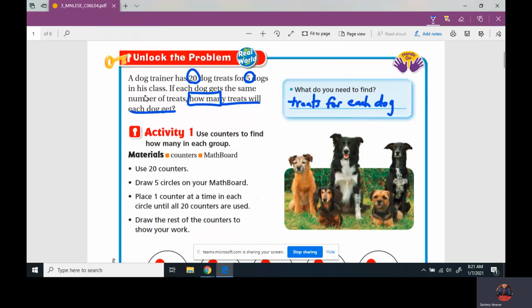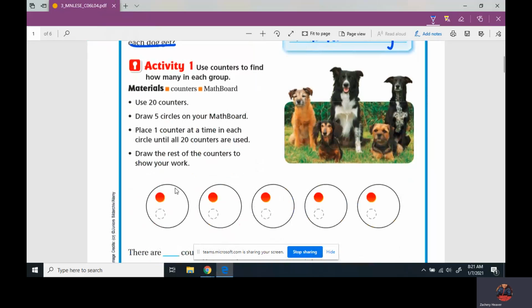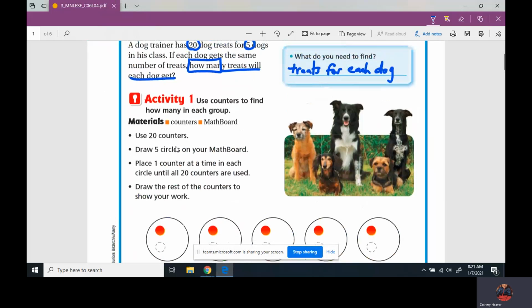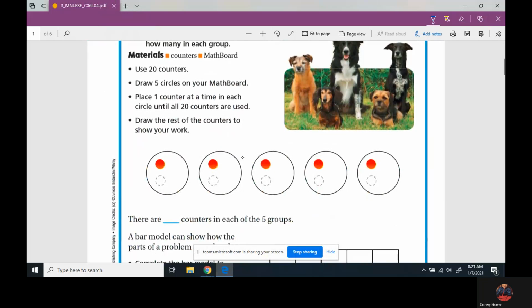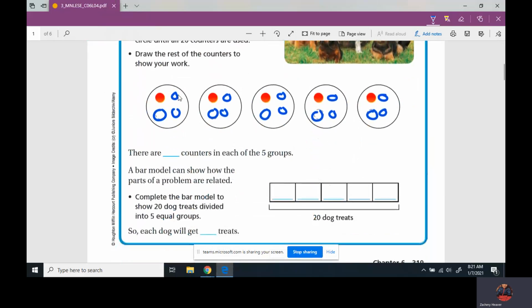So we're going to use our counters. We have 5 circles. These 5 circles stand for 5 dogs. 20 counters stand for the 20 dog treats. So we already have 1, 2, 3, 4, 5, 6, 7, 8, 9, 10. We got to go to 20. 11, 12, 13, 14, 15, 16, 17, 18, 19, 20. And we know how to do that. So each dog's going to get 4 treats.